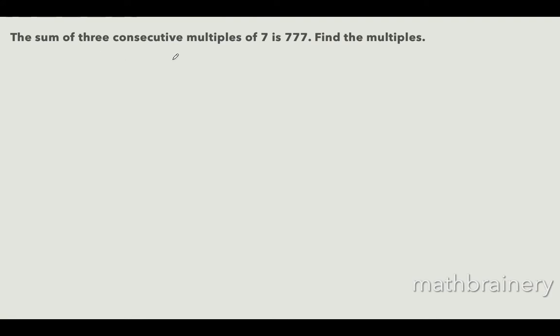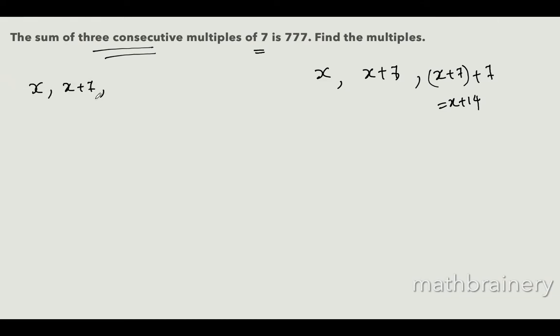The sum of three consecutive multiples of 7 is 777. Find the multiples. Now, how do you choose three consecutive multiples of 7? If x is a multiple of 7, then the next multiple of 7 must be x plus 7, isn't it? And the next multiple must be this x plus 7 plus 7, which is x plus 14, isn't it? So, the three consecutive multiples of 7 can be chosen as x, x plus 7 and x plus 14 respectively.